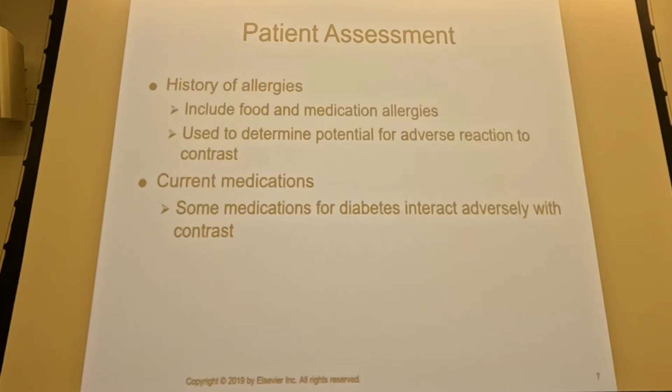All right, so patient assessment: ask them about food allergies and medication allergies. Medication allergies are more important than food allergies. You might ask them if they use regular salt or if they have to get special salt, sea salt. And some people will tell you that allergies to iodine really don't matter in the history for injectable contrast, and I'm going to tell you it does.